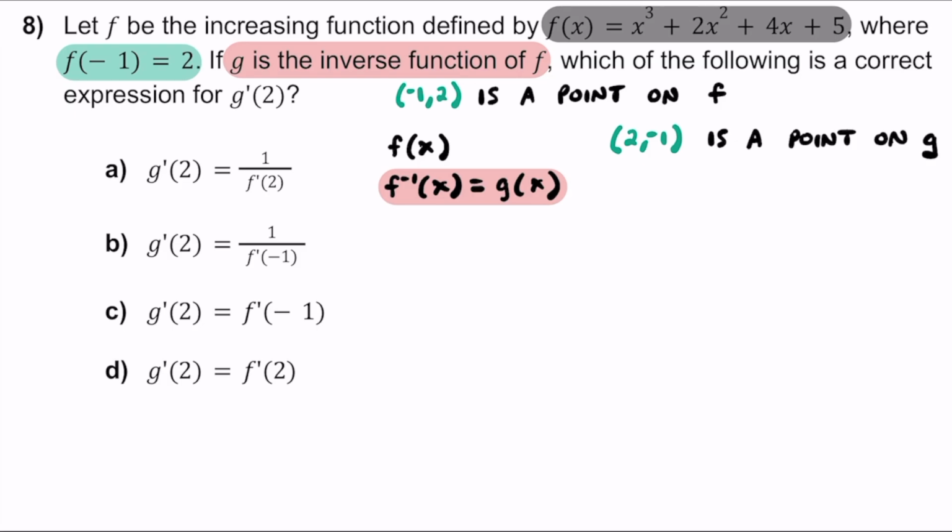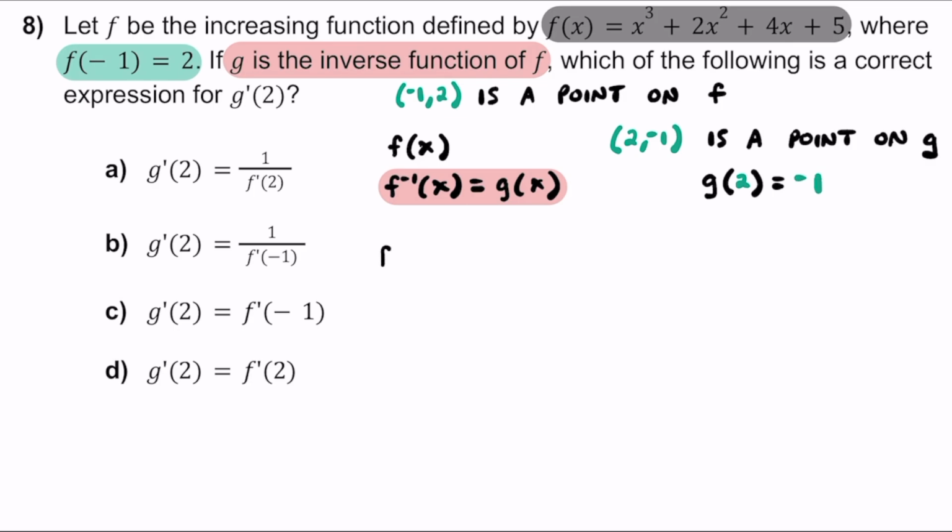That's a really important property to know about inverses: if a point is on our original function, then if you reverse x and y, which is the definition of how inverse functions work, it's going to be on the inverse function, or in this case, on g. Similarly, how we could write -1 comma 2 as f of -1 is equal to 2, we can say that g of 2 is going to be equal to -1.